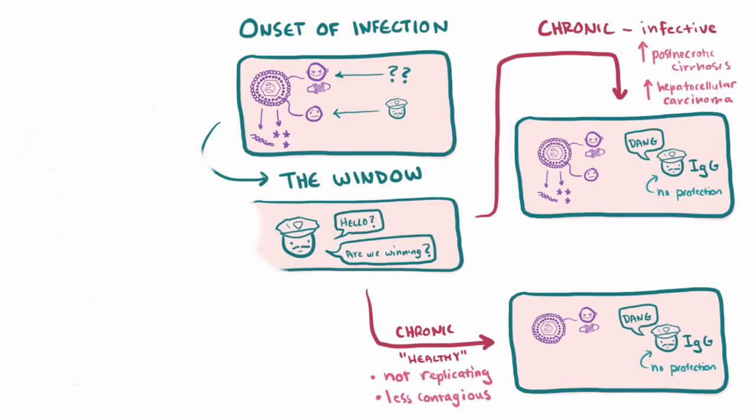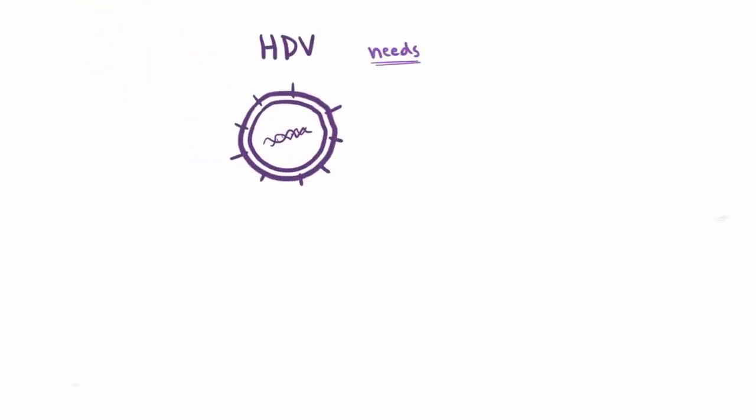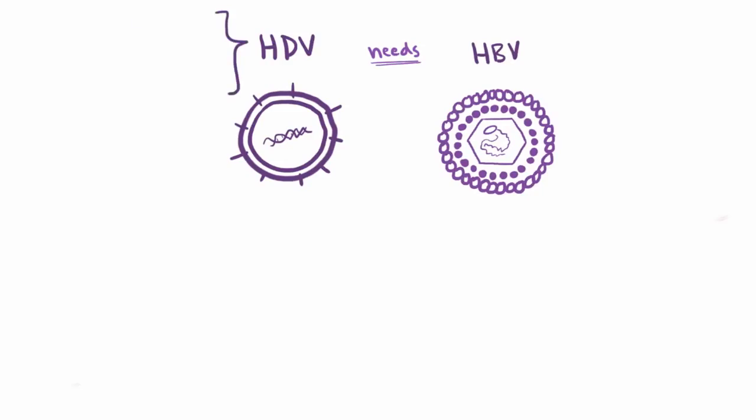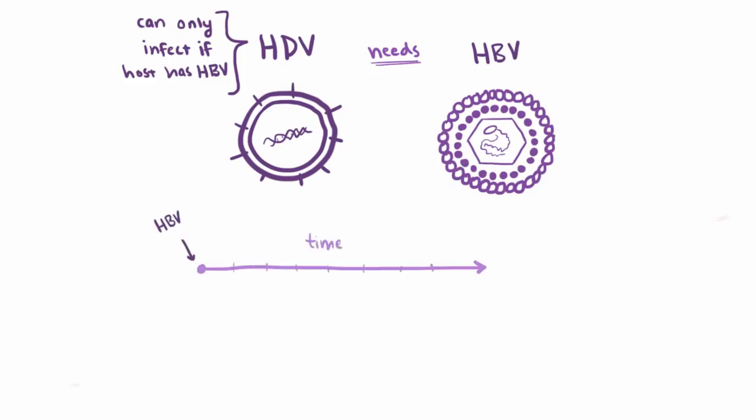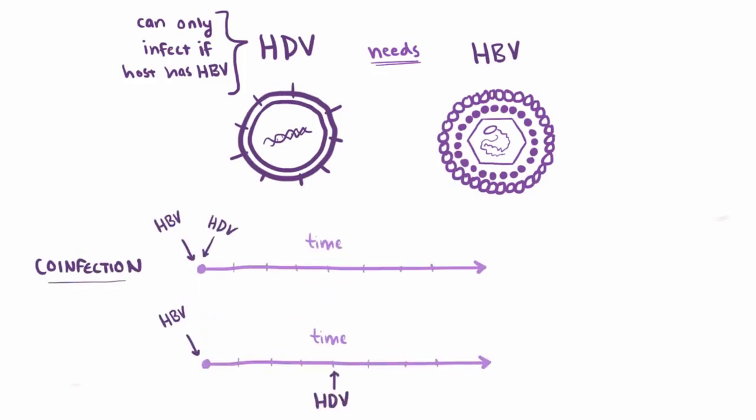Alright, last but not least. Well, maybe it's the least, I don't know. Anyways, hepatitis D virus is unique in that it needs HBV, meaning that it can only infect a host if that host also has HBV. If it infects at the same time, it's called co-infection. If it infects sometime later, it's called superinfection, which is considered to be more severe than co-infection.